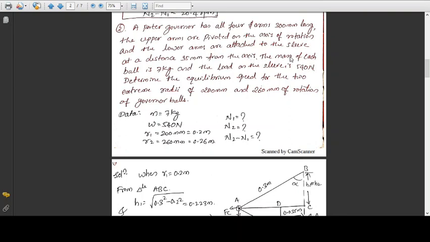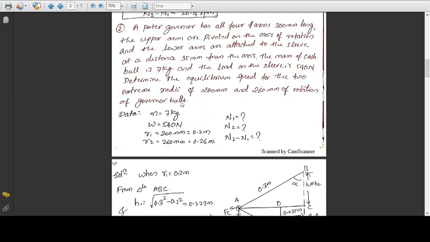The mass of each ball is 7 kg and the load on the sleeve is 540 Newton. Determine the equilibrium speed for the two extreme radii of 200 mm and 260 mm of rotation of the governor balls. So again we'll try to list out the given data first.